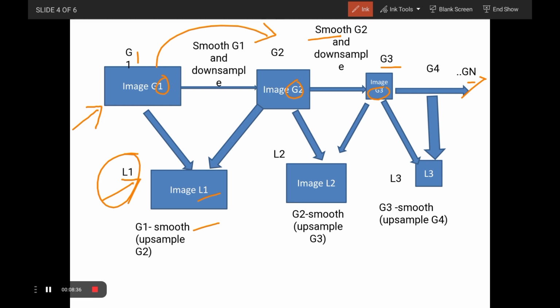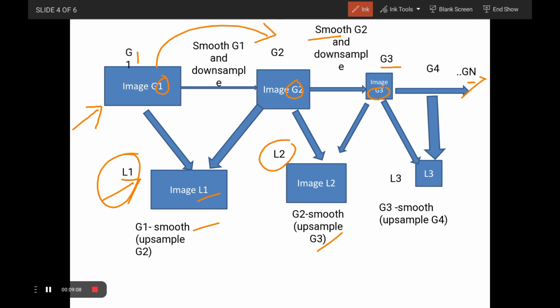Second, you take the G2 image, the same Gaussian image, and G3 is the next image. The G3 image is very small compared to G2, so you smoothen the G3 image and upsample it to match the G2 size. Then you can subtract the corresponding G2 and G3 images. You will get L2, the Laplacian image L2.